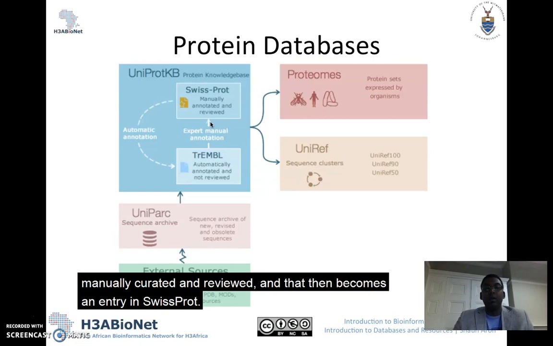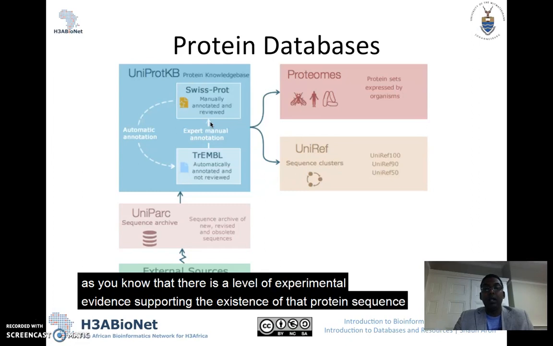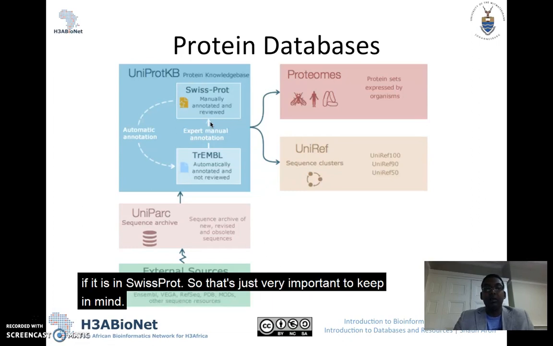Okay. So you can appreciate the fact now that any entry that you see in SwissProt is generally of high quality, and you know that there is a level of experimental evidence supporting the existence of that protein sequence if it is in SwissProt. Okay, so that's very important to keep in mind.